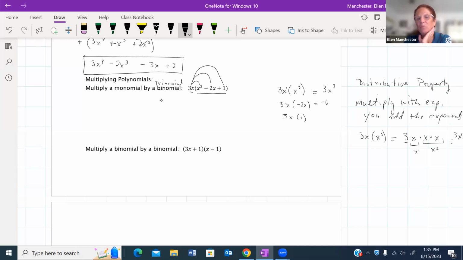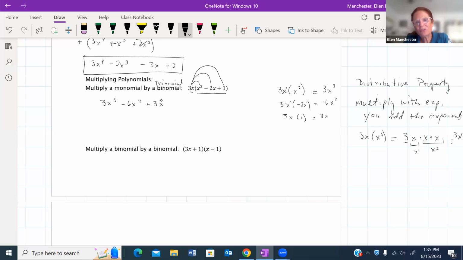And then when you are multiplying with variables, x times x is x squared. And then 3x times 1 is just 3x. So when you multiply, you end up with 3x cubed minus 6x squared plus 3x. And all I did is I multiplied the monomial by every piece inside the parentheses.